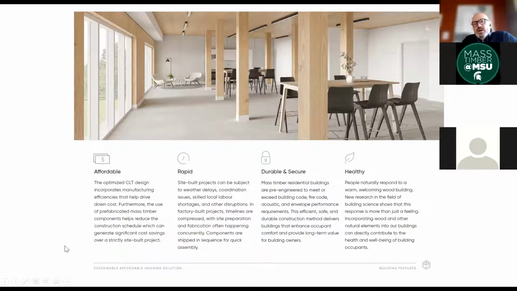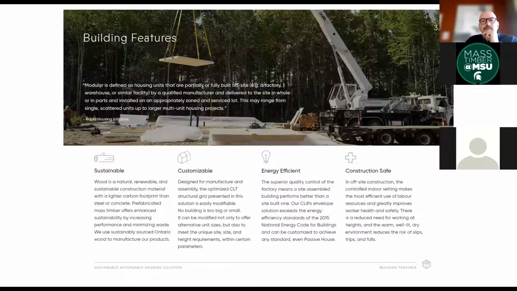Last advantage is they're healthy. Again, the biophilic advantages of this, we're creating these wonderful, healthy, nurturing environments for people. Next slide, please. A few other features and benefits. The construction is sustainable. We're using natural, renewable, sustainably harvested materials to construct the superstructure of this building. So we know we're using sustainable, environmentally friendly materials.